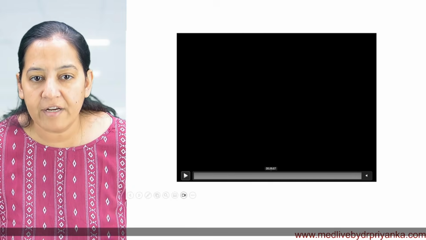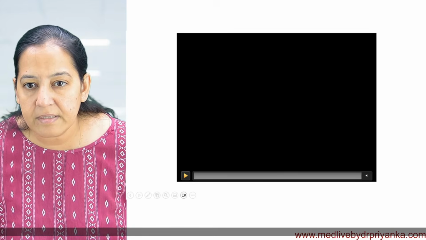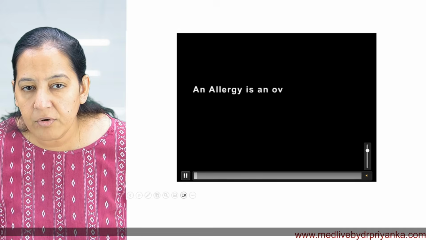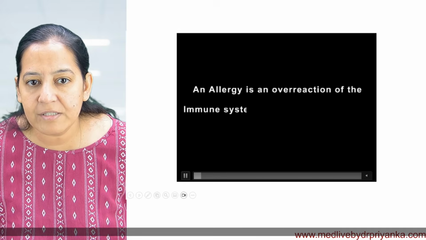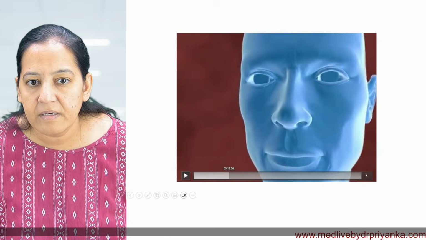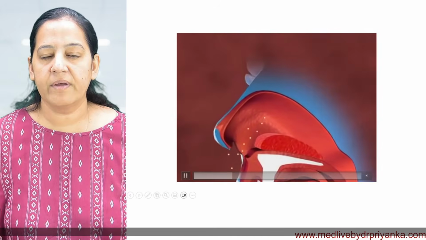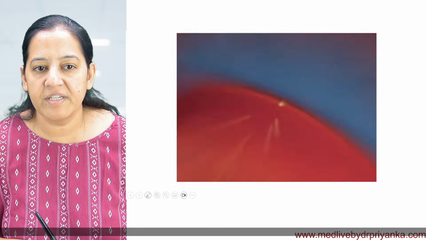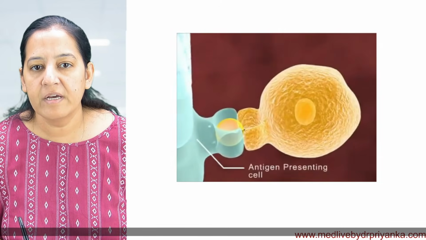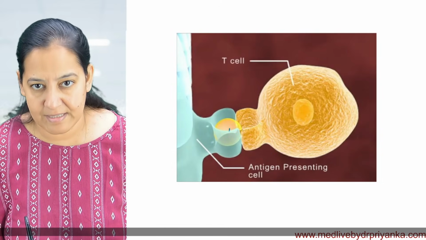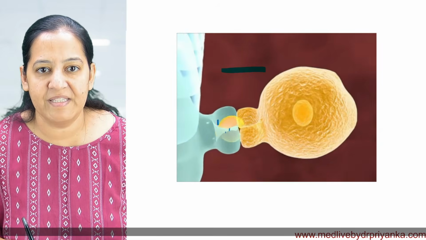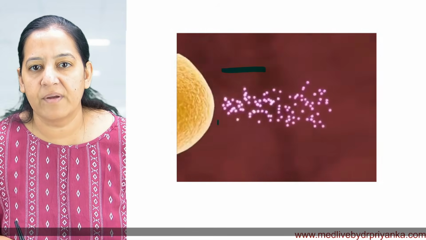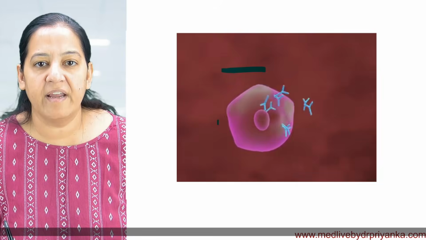One more video I would like to show you. Just a second. I guess you can see. Let me tell you. You can see in this video. You can appreciate here. This is the inhalation of the pollen grain. So this is APC. APC is presenting it to the T cell. APC has presented it to the T cell. You can see the T cell is secreting interleukin 4.